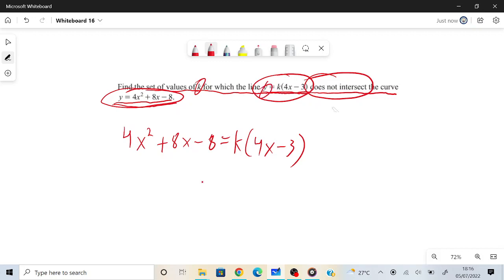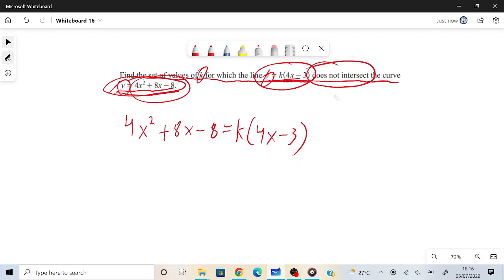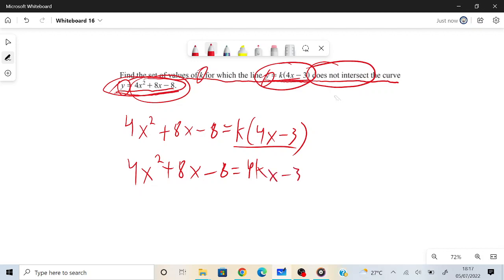Since y is the subject in both these equations, we can simply equate k into 4x minus 3 to 4x squared plus 8x minus 8. So we can expand this side, so this will now be 4x squared plus 8x minus 8 equals to 4kx minus 3k. If you are uncomfortable in expansion of brackets, you can watch my video on expanding single, double and triple brackets.